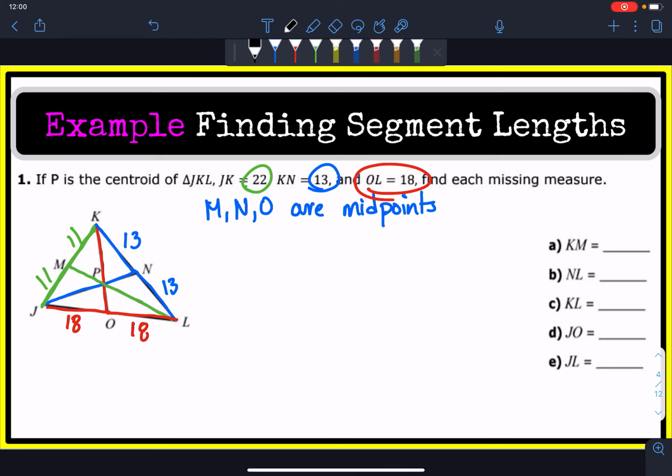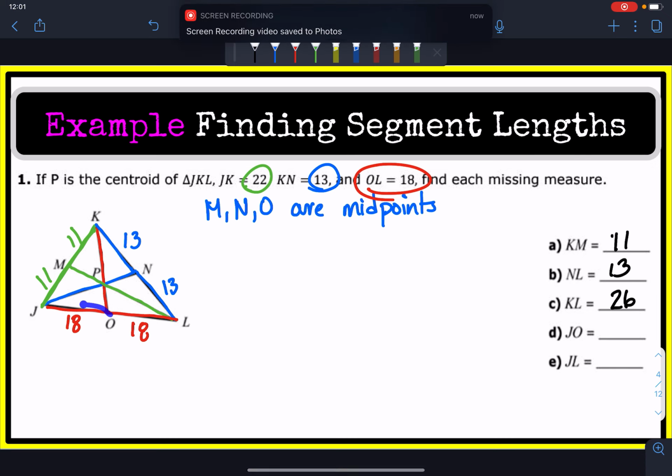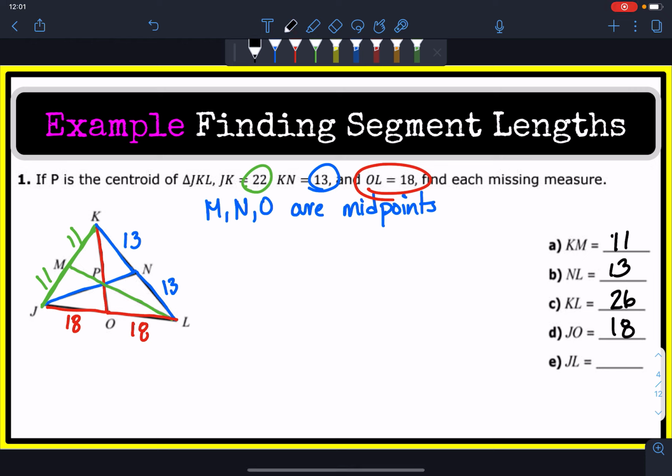And with that information, we can now find the segments that we're interested in. So the distance from point K to M, that right there is 11. NL is 13. KL, which is this entire distance right there, that'll be 13 plus 13, which is 26. JO is 18. And JL, J to L, would be 18 plus 18, which is 36.